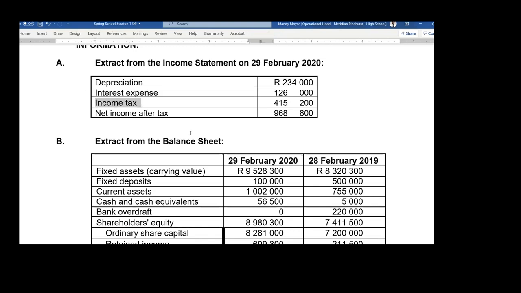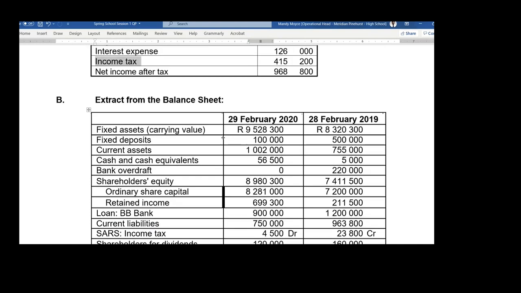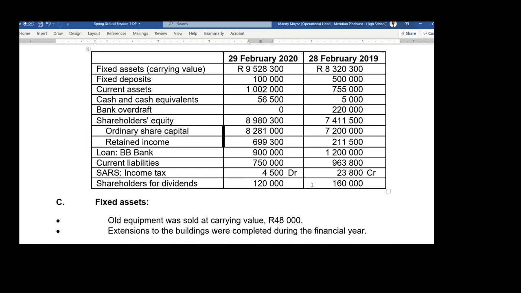Okay, so there's my income tax amount there. What did I, or what should I have paid in tax for this year? Then I'm going to need my SARS income tax balances. And you can see that my SARS income tax balance last year was a credit and this year was a debit.